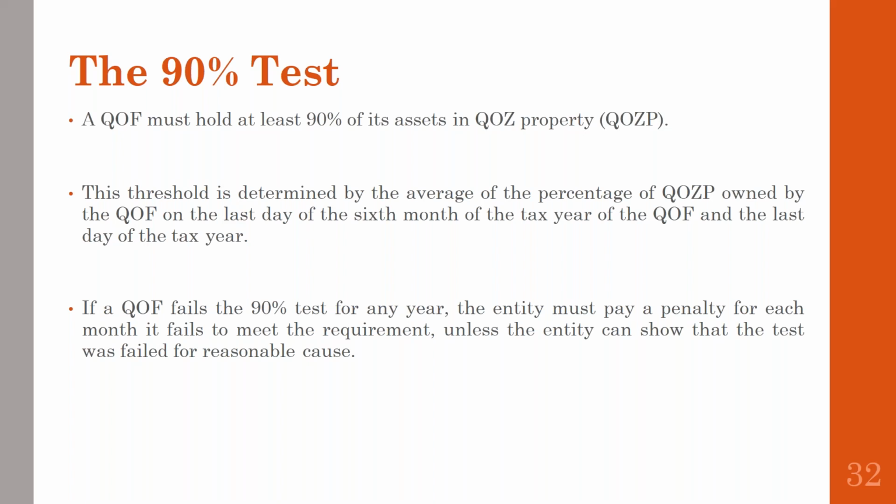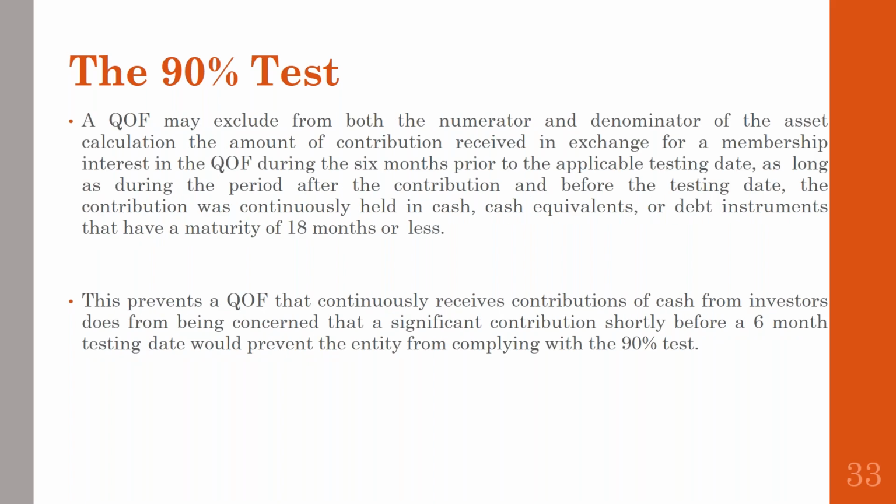If you don't qualify, there's going to be a penalty for each month unless you have a reasonable cause exception being met. One item of concern, especially for startup entities, is making sure you qualify when you're receiving cash donations, and some of them could be large. So you can exclude from the asset calculation. Basically, it means you don't have to count. That's the very simple way of saying it. The more complex way of saying it is you may exclude from both the numerator and denominator of the asset calculation.